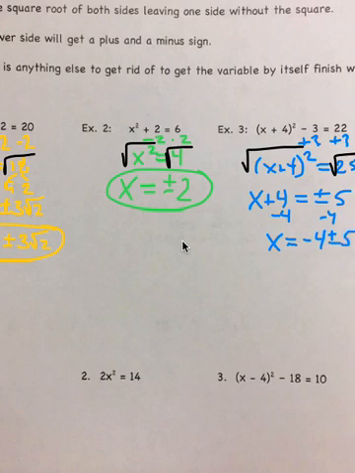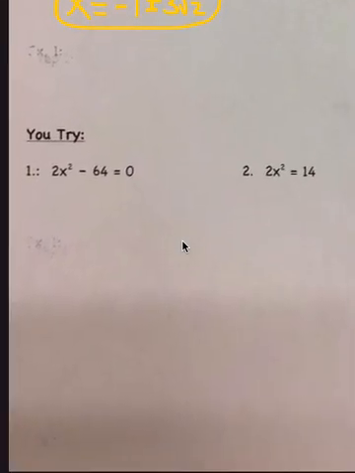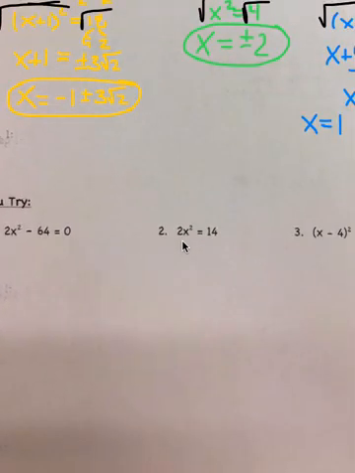Now, I want you to give me both of these answers. So negative 4 plus 5 is 1. Negative 4 minus 5 is negative 9. So when we have whole numbers, give me both answers. So now I say you try.